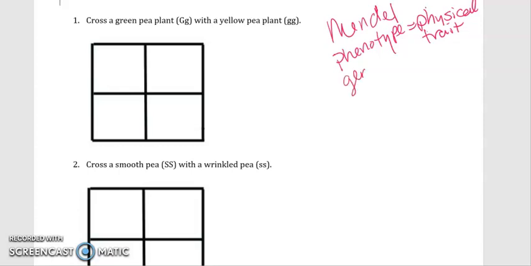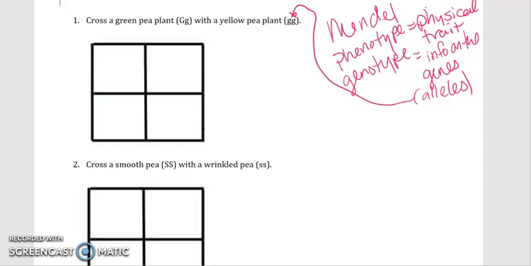The other term that we talk about in tandem is genotype. This is the information on the actual genes. So these are the alleles that you have on your chromosomes. And that's what these letters represent. This is the genotype. And then yellow pea plant, that's the phenotype.